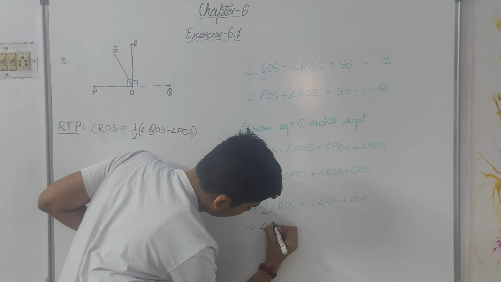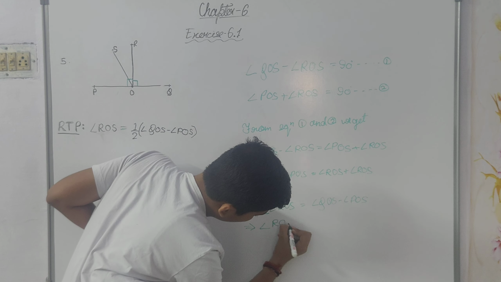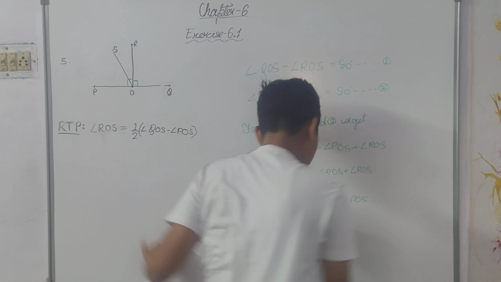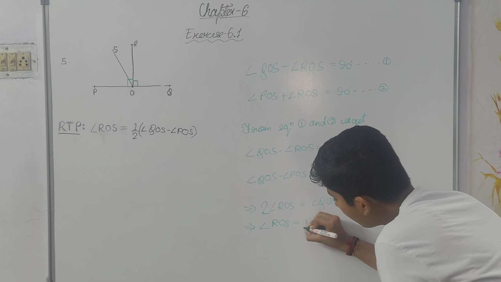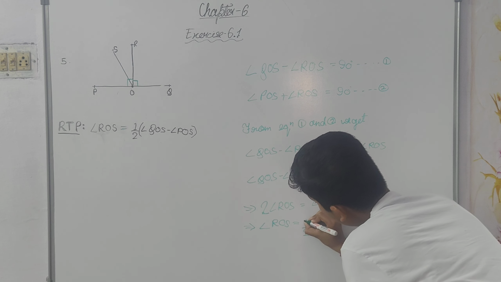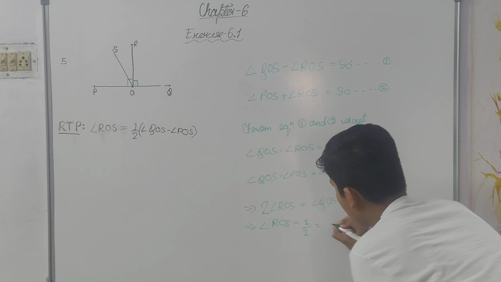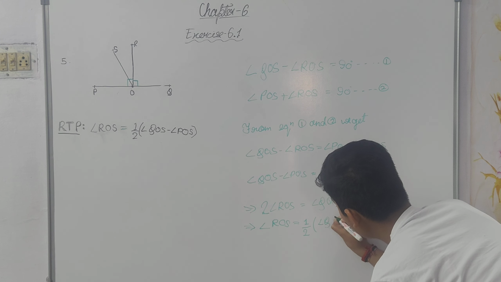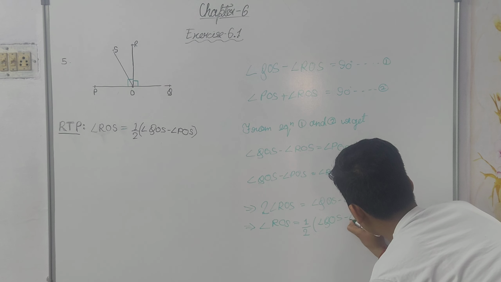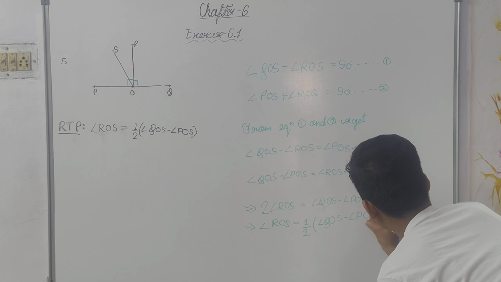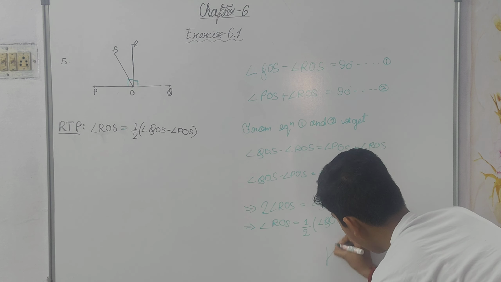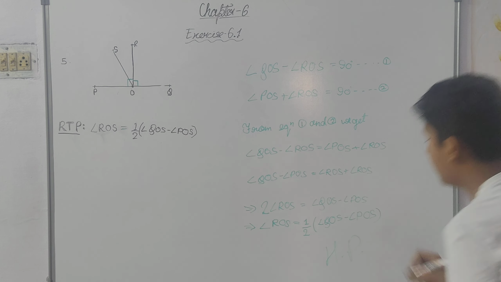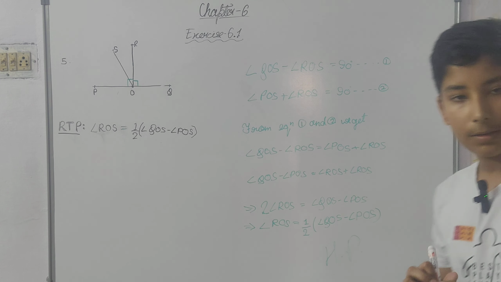Okay. So now this is 2 here, and if it is multiplied, it will go there and become divide. So angle ROS equals half of (angle QOS minus angle POS). Bracket close. Hence proved. This is our answer.